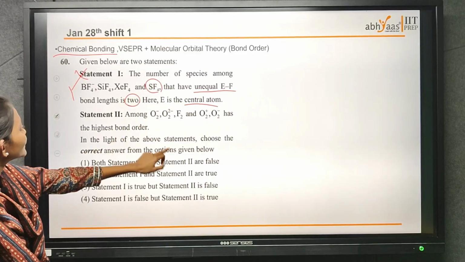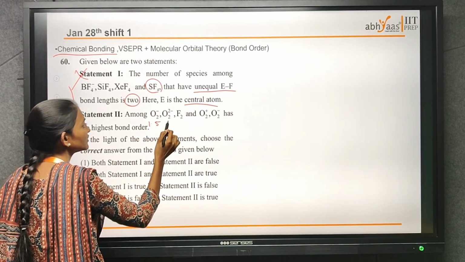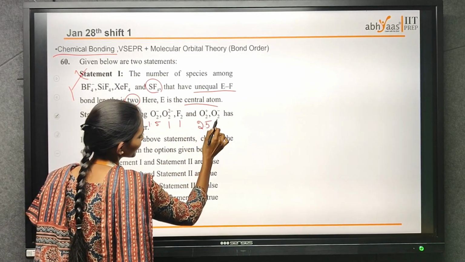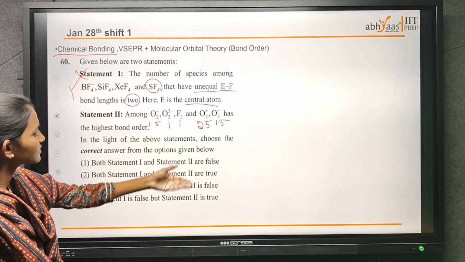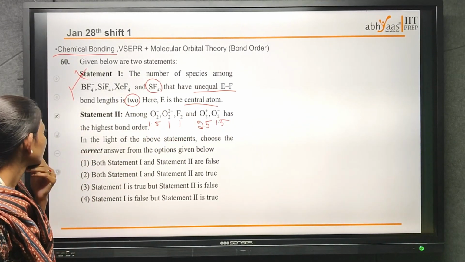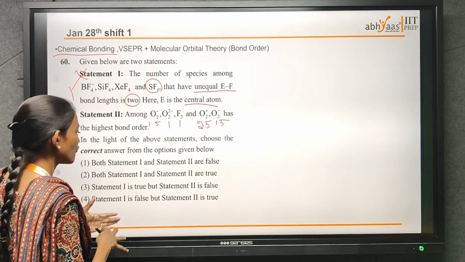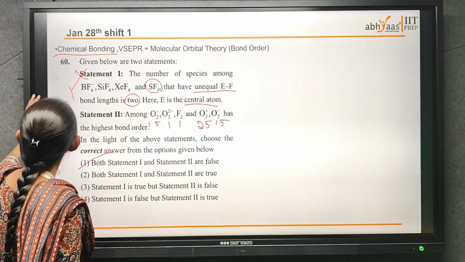Statement 2: Among these, one has the highest bond order. If you see here, you have 1.5. Here you have 1. For fluorine, you have 1. In this case, you have 2.5. In this case, you have 5. So the highest bond order is among all of these. I think for all of these, statement 2 is also false. So both statements 1 and 2 are false. Moving on to the next question.